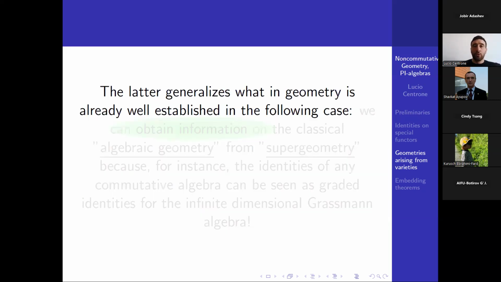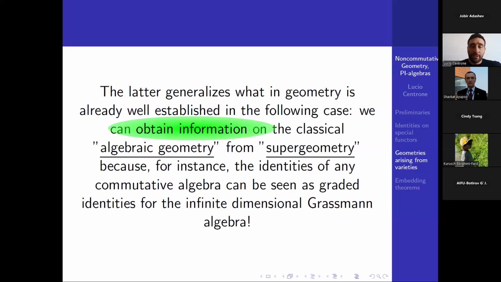And of course, as I told you, the last proposition generalizes what is already well established in algebraic geometry. So the classical one comes from supergeometry, simply because the identities of the commutative algebra can be seen as graded identities for the infinite dimensional Grassmann algebra. What is this supergeometrical object? It is Z2 graded, and the elements of degree 0 commute. If you have one of the two of degree 0, they commute. So in a certain sense, the zero component is commutative.